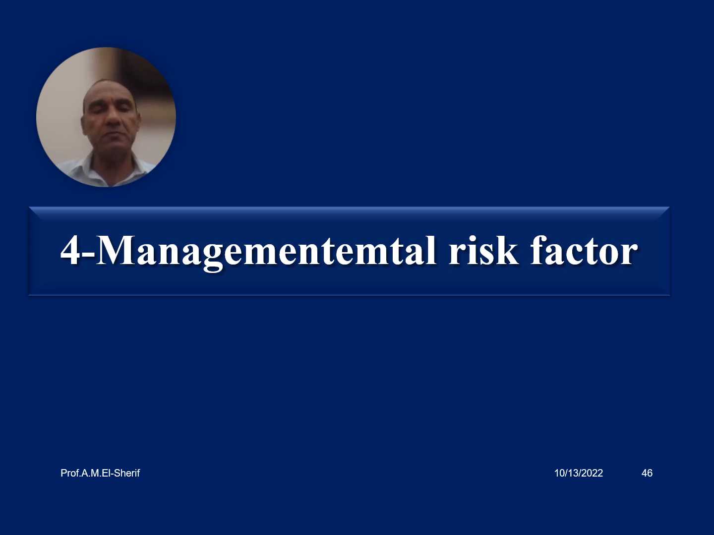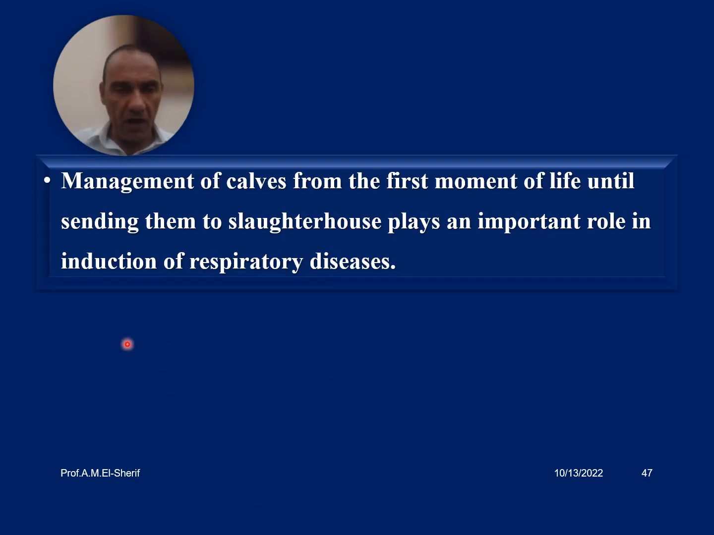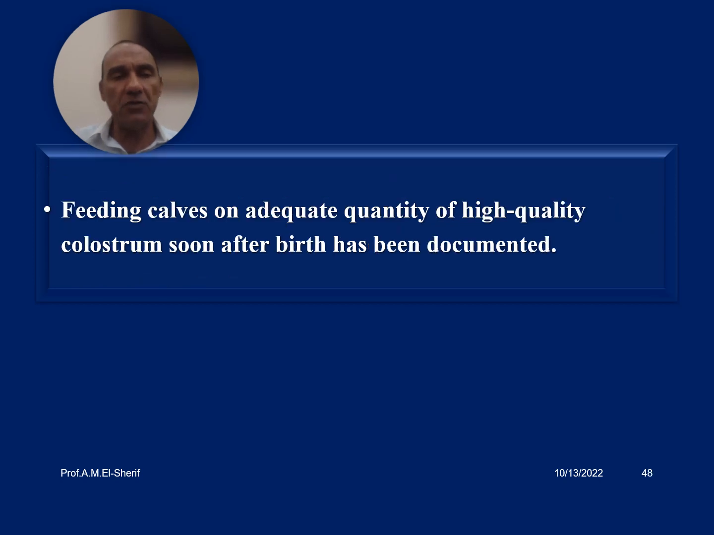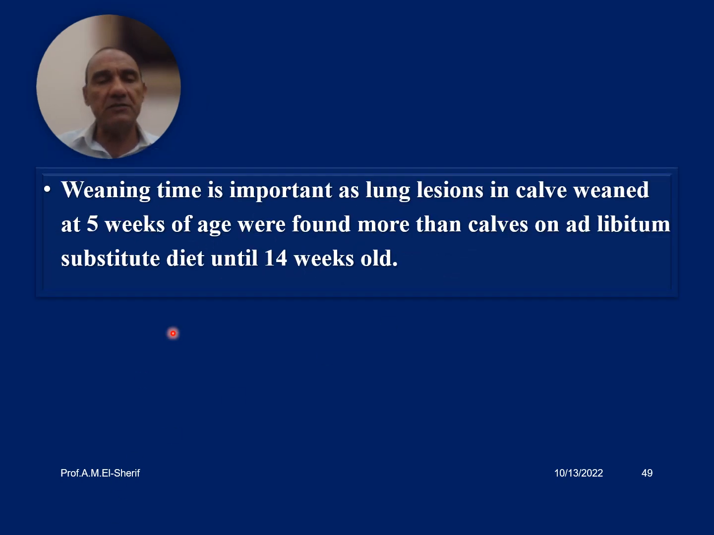Managemental risk factors. Management of calves from the first moment of life until sending them to the slaughterhouse plays an important role in the induction of respiratory diseases or their absence. Feeding calves an adequate quantity of high quality colostrum 27 up to 28 hours soon after birth has been documented. Weaning time is important, as lung lesions were found more in calves weaned at 5 weeks of age than in calves on an ad libitum milk substitute diet up to 14 weeks old.